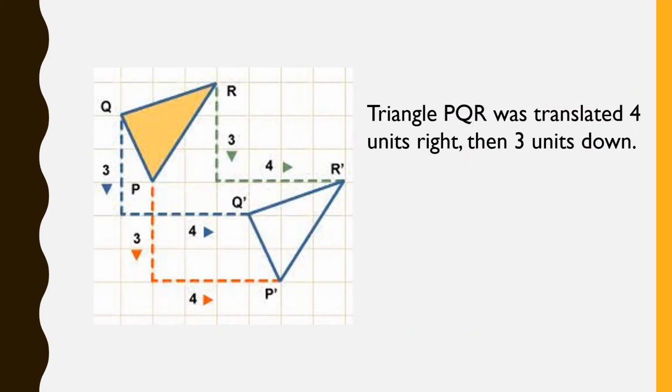Here we have triangle PQR that has been translated 4 units right, then 3 units down. The rule for this particular translation is T, and that's what that T means, translation, of moving the figure 4 units to the right and 3 units down. So we rewrite this as X plus 4, Y minus 3. So what that means is that every X coordinate will be adding 4 to it, and every Y coordinate you subtract 3.